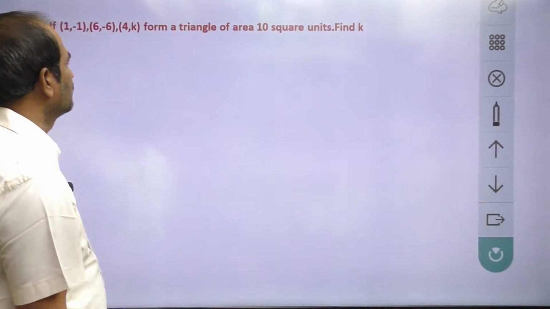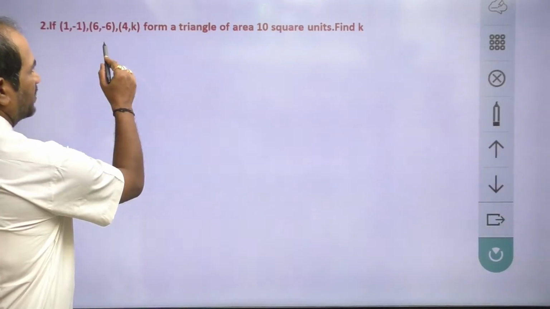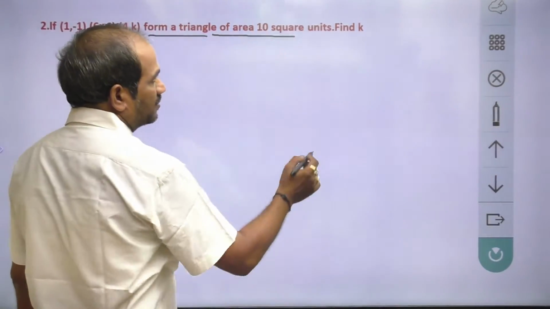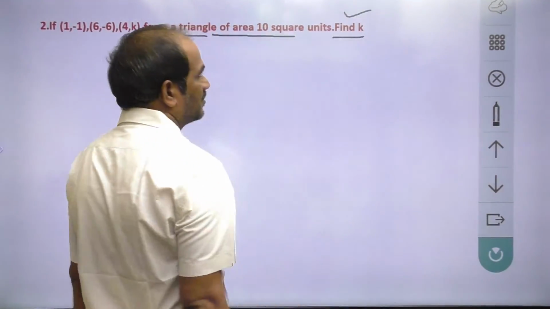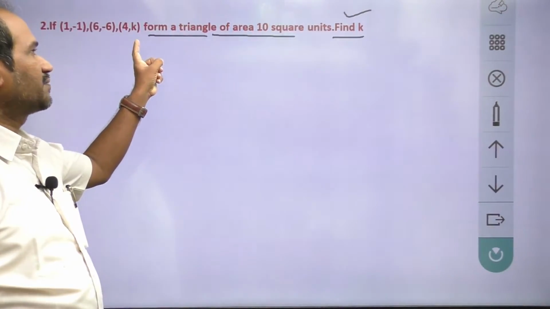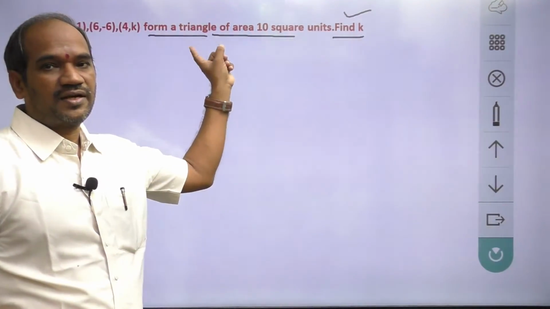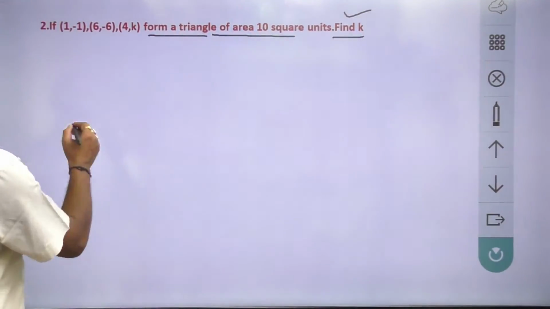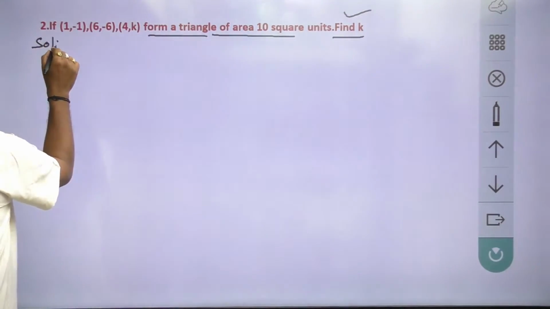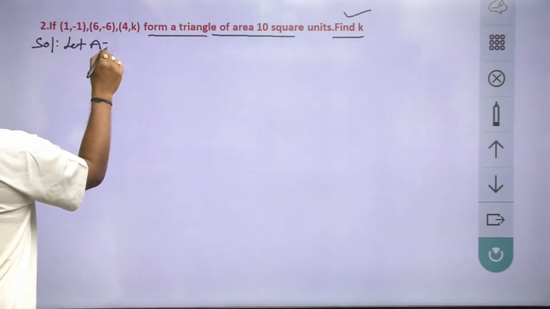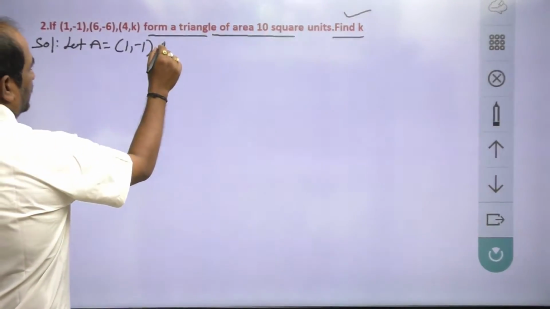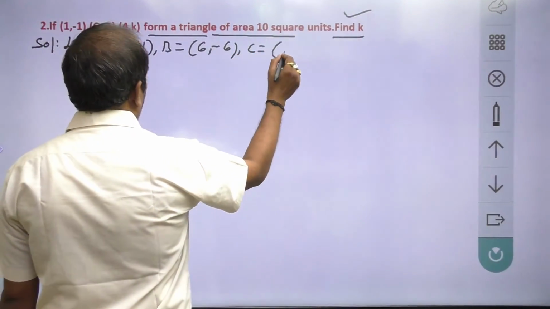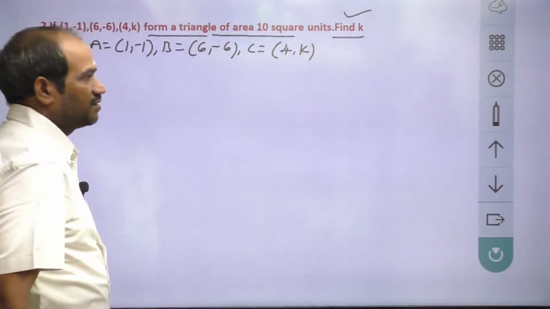In this next question, these three points form a triangle of area 10 square units. Find k. The area is already given, and we calculate the k value. In the solution, let A be (1, minus 1), B is (6, minus 6), and C is (4, k).